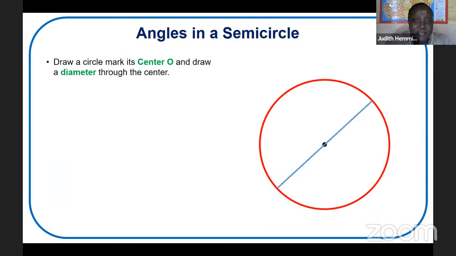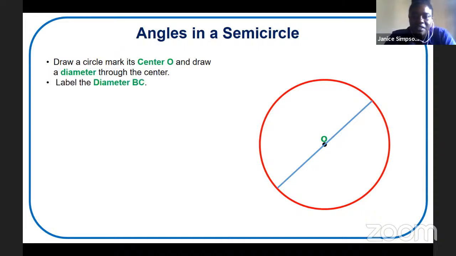All right, great. So we have the circle we would have put in the center, and we have identified the diameter. It says draw the diameter through the center. We know that the diameter is a special chord that passes through the center of the circle, touching 2 points on the circumference of the circle. And we're going to label the diameter BC.